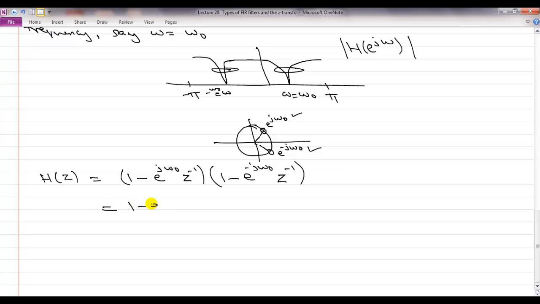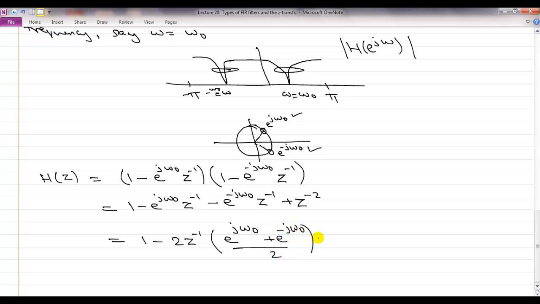I solve this, I get 1 minus e to the j omega naught z inverse minus e to the minus j omega naught z inverse plus z to the minus 2, because e to the j omega naught and e to the minus j omega naught is going to be 1. And now I just use Euler's identity. I get 1 minus 2 z inverse times e to the j omega naught plus e to the minus j omega naught over 2, plus z to the minus 2. Now this is simply cosine of omega naught. So I get 1 minus 2 cosine of omega naught z inverse plus z to the minus 2. So this is the z transform of my notch filter.